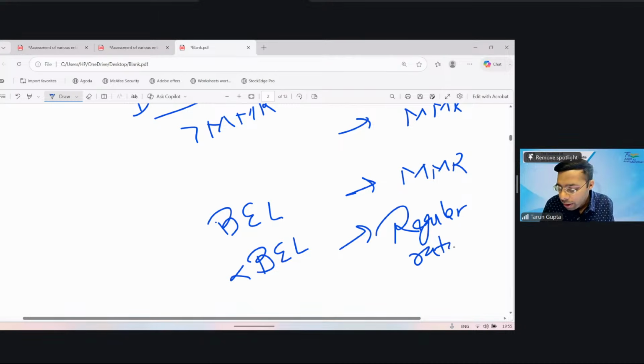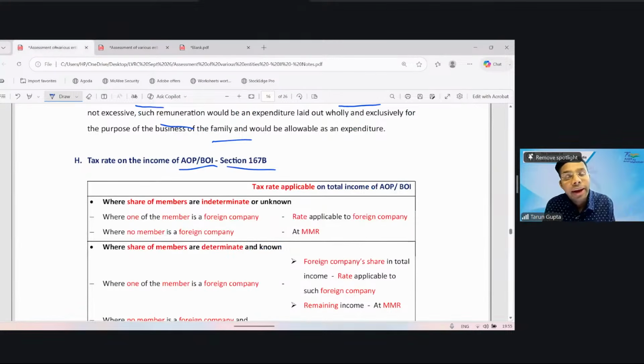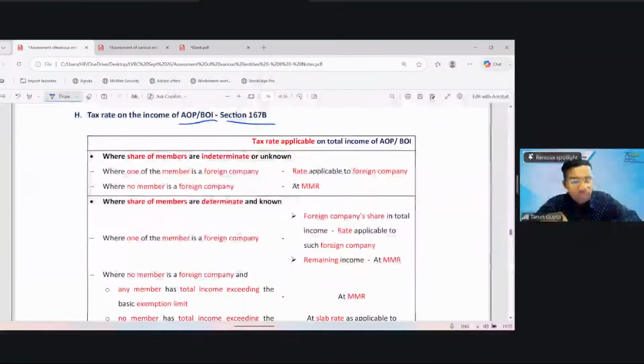You understand? In most of the cases, the AOP is being taxed at least at MMR. So what it says: where shares of the members are indeterminate or unknown, in this case, as I told you, the entire income of the AOP shall be taxed at least at MMR.